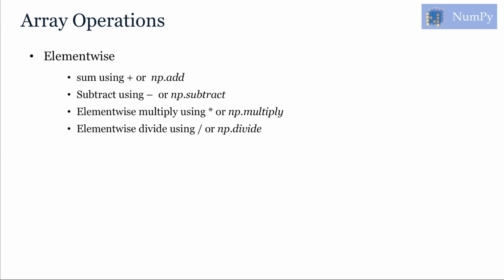So talking about element-wise operations, Numpy offers a wide range of different operations, including add, which we've just seen with the plus sign, subtract, np.subtract or just use the minus sign, element-wise multiplication using the asterisk or np.multiply, and element-wise division using the forward slash or np.divide.